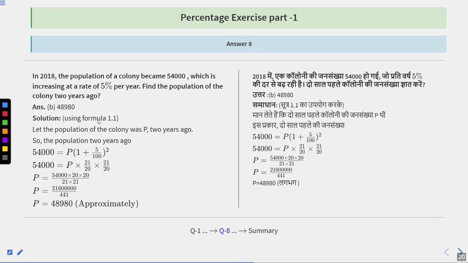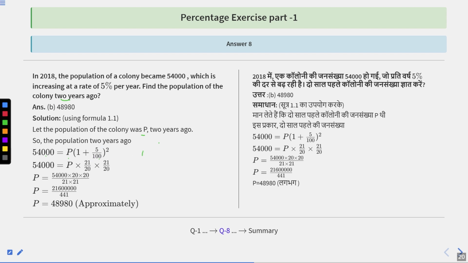Now, we are going to use formula 1.1, that is the population after n years equal to present population into 1 plus r upon 100 raised to power n. So let the population of the colony be P 2 years ago. So the population 2 years ago would have been 54,000 equal to P times 1 plus R, that is 5 upon 100 raised to power 2, because the number of years is 2.